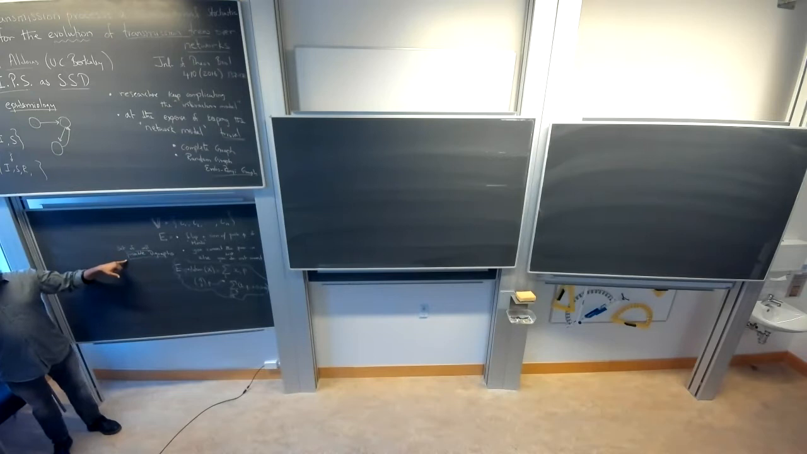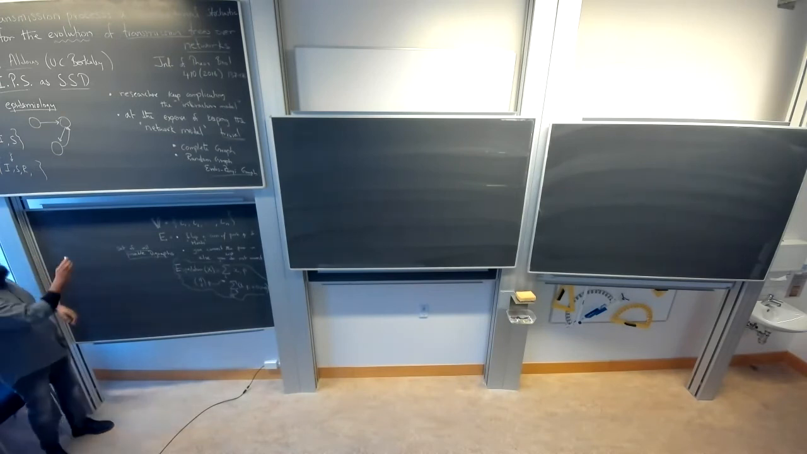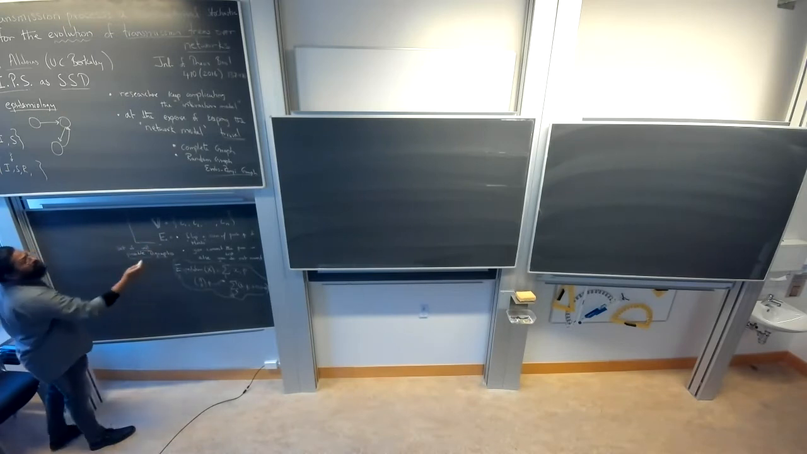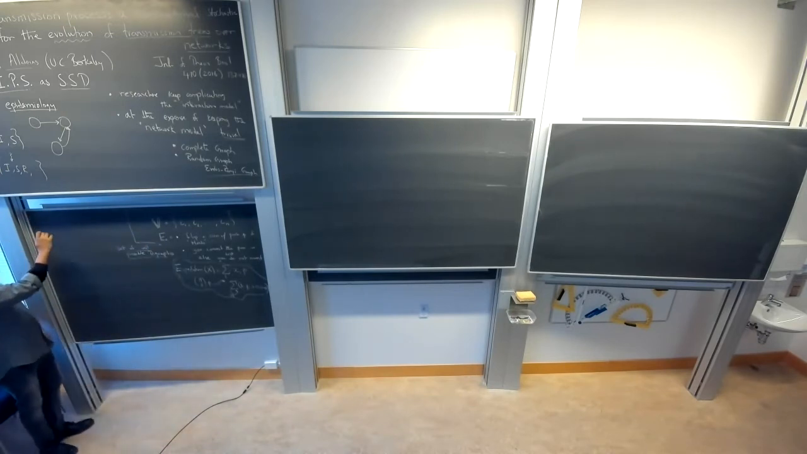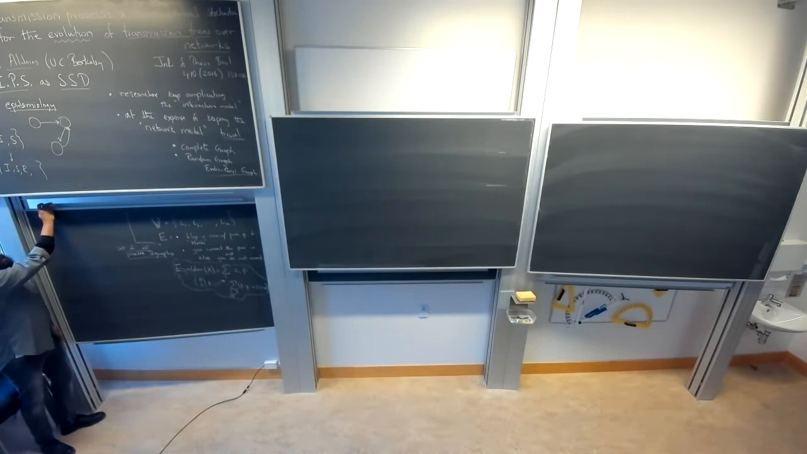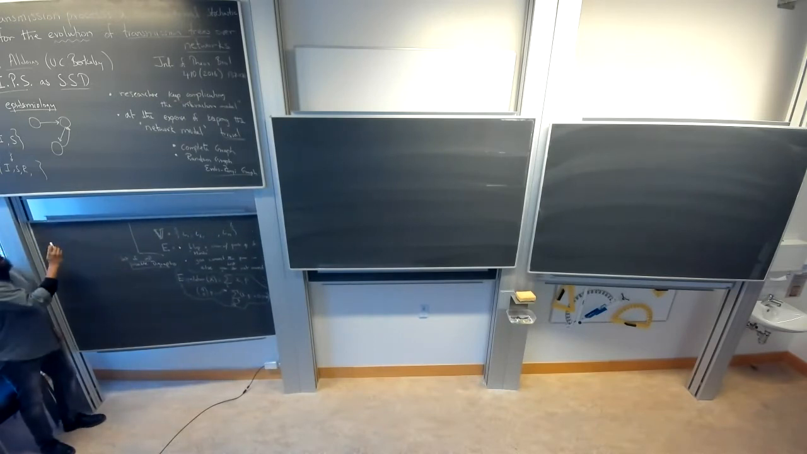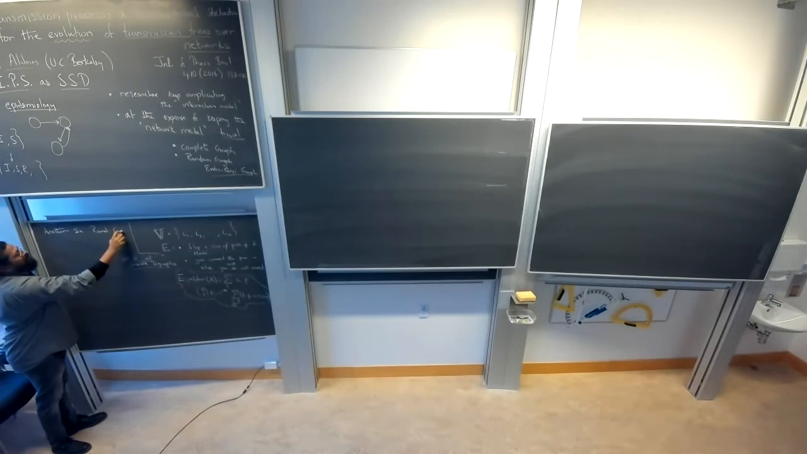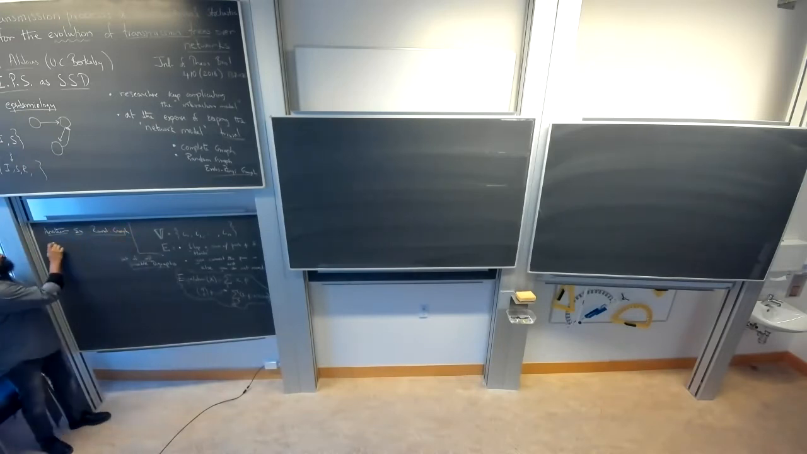Another nice model that this community really likes, and it's used heavily, is called the small world network. I will give you a couple more and then we will get into more formal lectures, or talk. We'll see where it goes. So another example of a random graph is called the small world network.